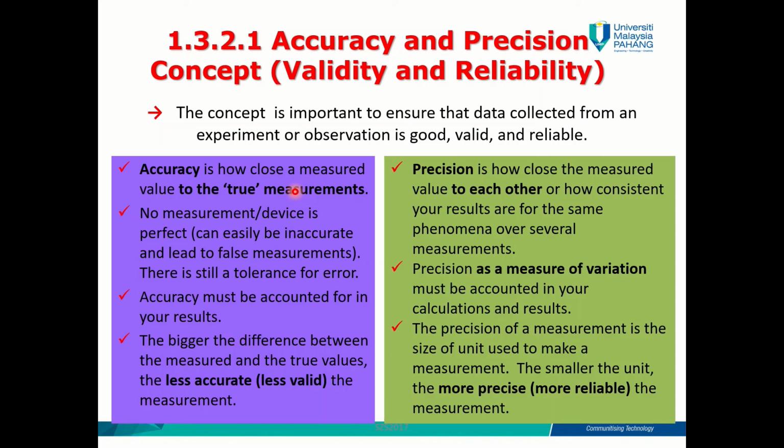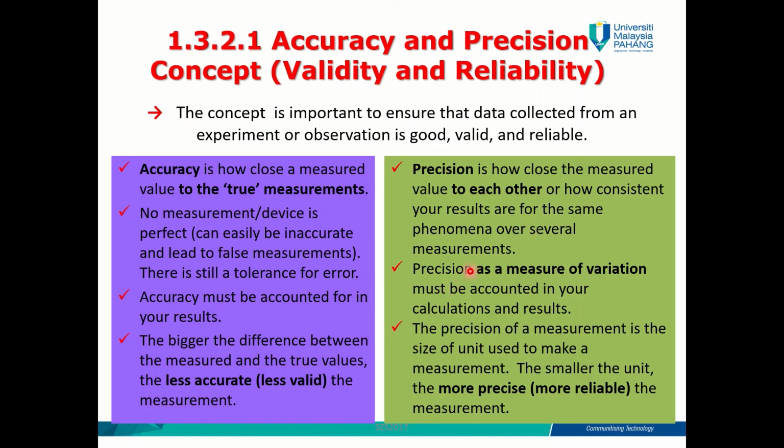So if your readings are all very close to the targeted value, then you can say that you have a very accurate reading. That is accuracy. It's about how close the measured value is to the true measurements. On the other hand, precision is about how close the measured values are to each other, regardless of whether or not they are close to the true measurement, the targeted value. It is how consistent your results are for the same phenomenon over several measurements.